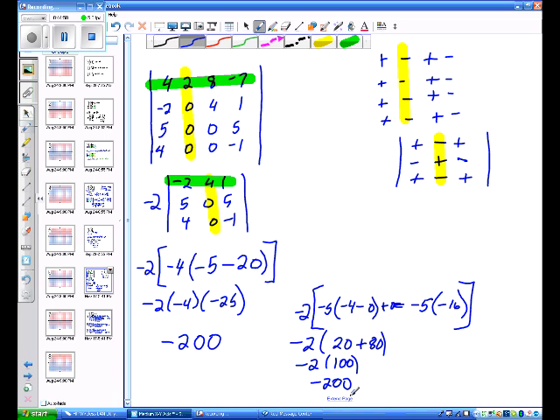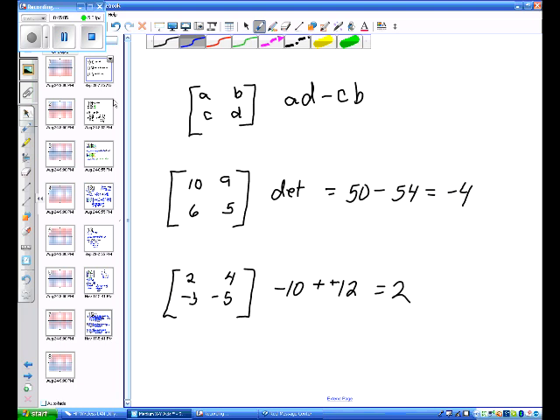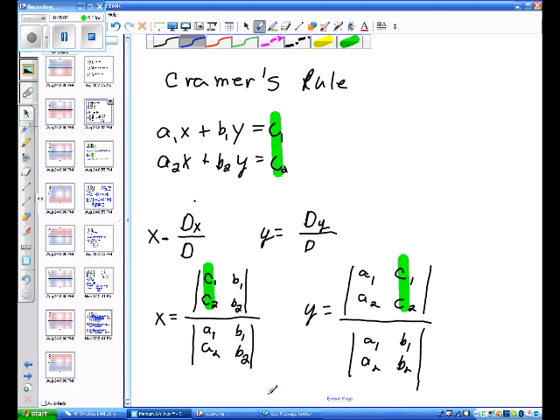The more zeros you can find, the easier it is to do. So you should be able to find a determinant, no matter how big your matrix is. And then we can use these with Cramer's rule and set up our determinants and our matrices and be able to solve. So this is another method we have for solving systems of equations.